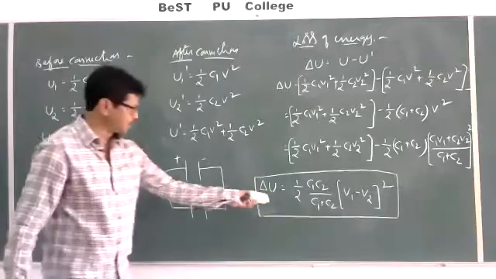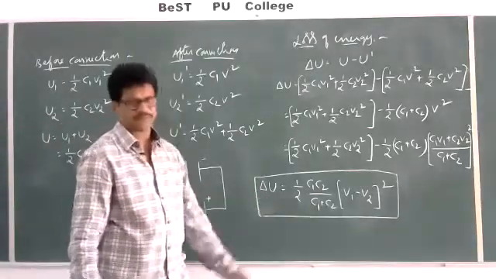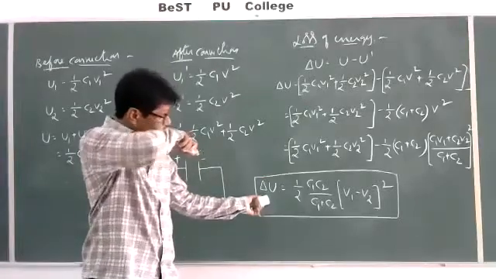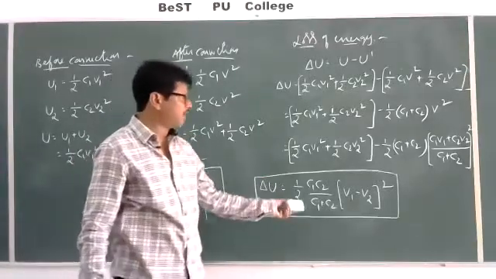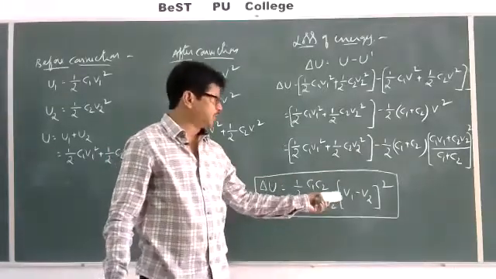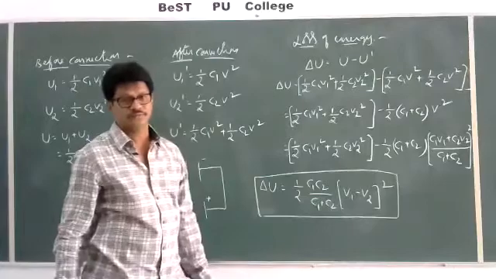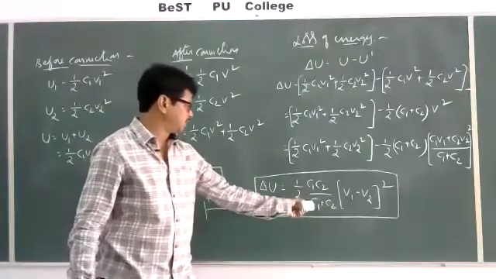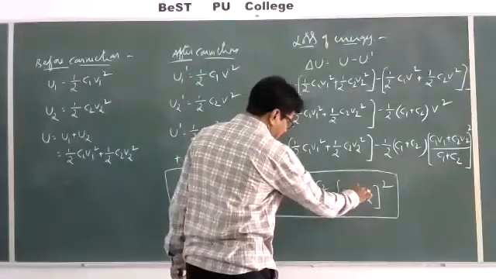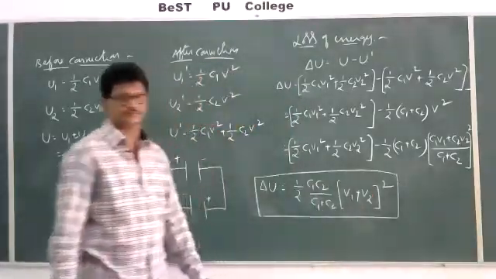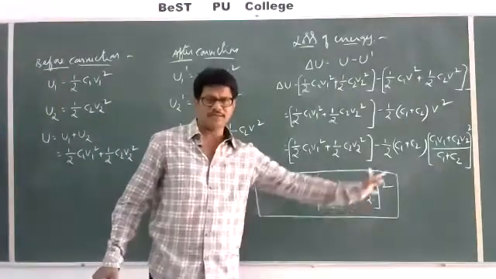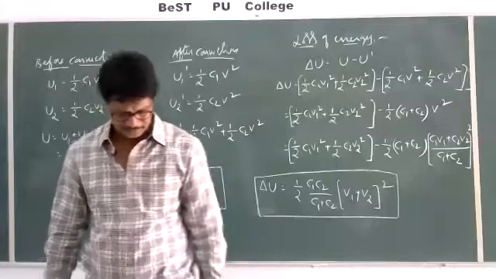Then the formula to find the loss of energy, delta U, is equal to half C1 C2 by C1 plus C2 into V1 plus V2 whole square. Here we have to take plus: V1 plus V2 whole square.